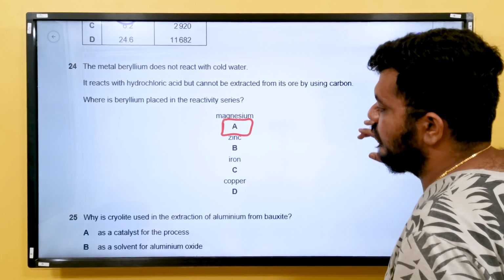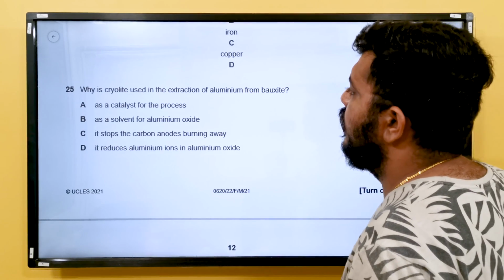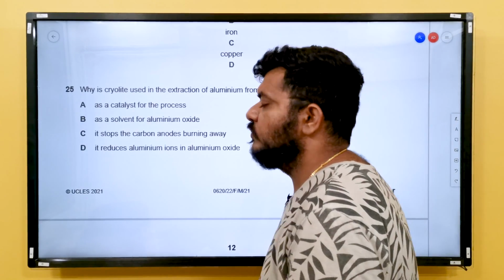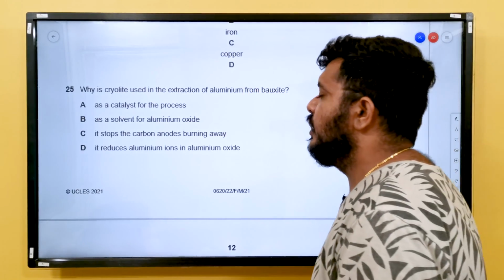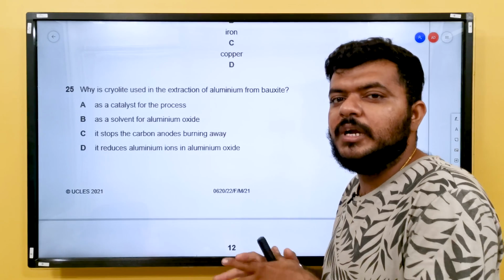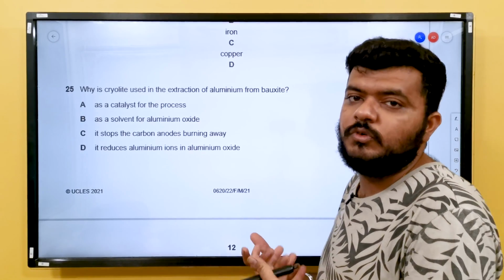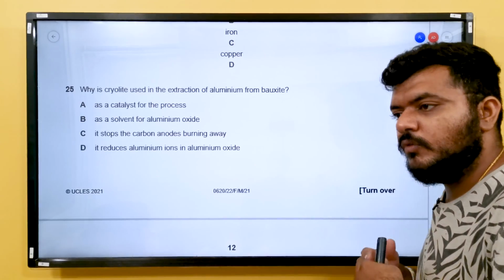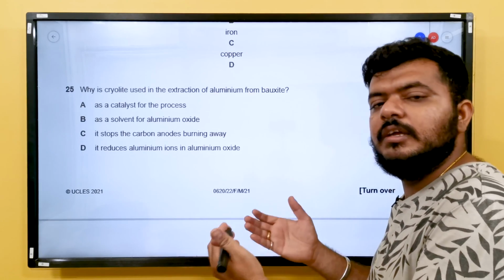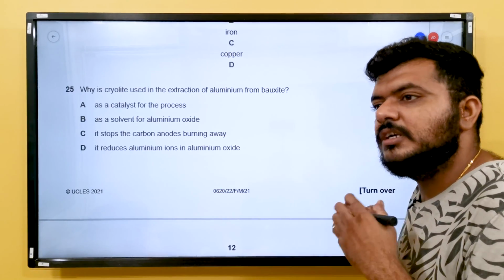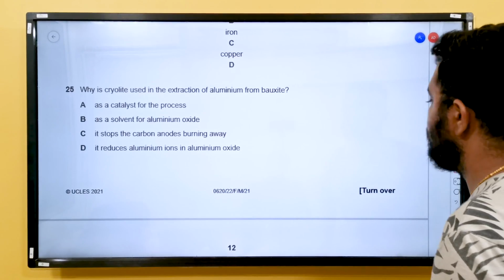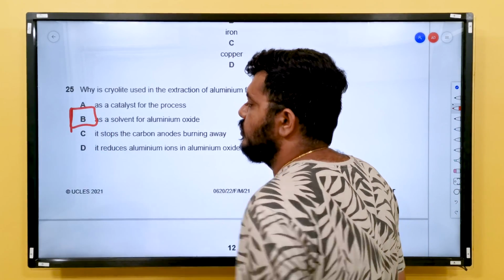More reactive than zinc. Why is cryolite used in the extraction of aluminium from bauxite? Okay, as a catalyst for the process? No. As a solvent for aluminium oxide? See, it's not exactly a solvent, but it brings down the melting point of aluminium oxide in bauxite, right? So what will happen is it will form a solution. It will take in solid aluminium oxide. It will itself become liquid first. So we can say that it can be used as a solvent for aluminium oxide.